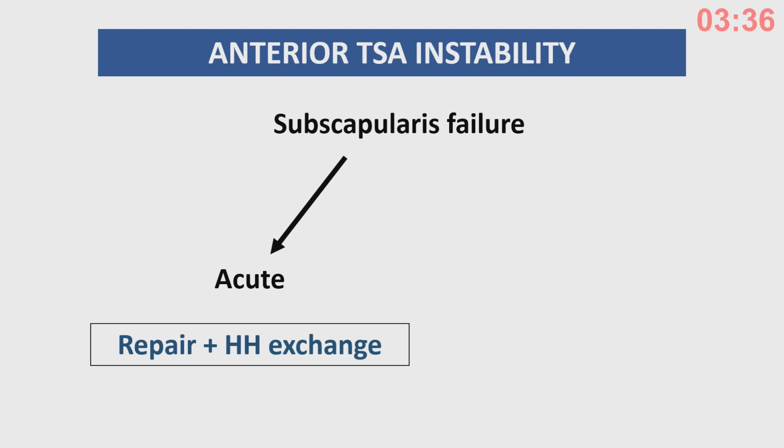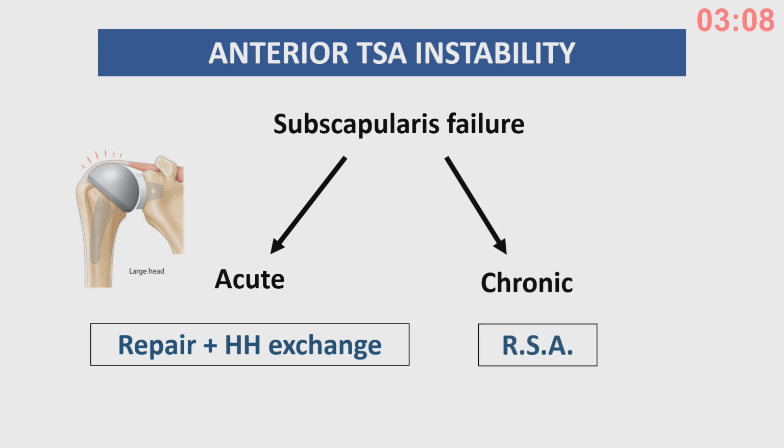So, talking about the management of the instability of the total shoulder replacement, in case of acute instability, meaning within 6 weeks without degenerative changes in the subscapularis muscle, we can try to repair the subscapularis, changing, if needed, the size, reducing the size of the humeral head, but we need to be ready to convert the implant intraoperatively from anatomic to reverse if the subscapularis is not possible to repair. But in case of chronic degenerative failure of the subscapularis, the only option is to convert to a reverse.